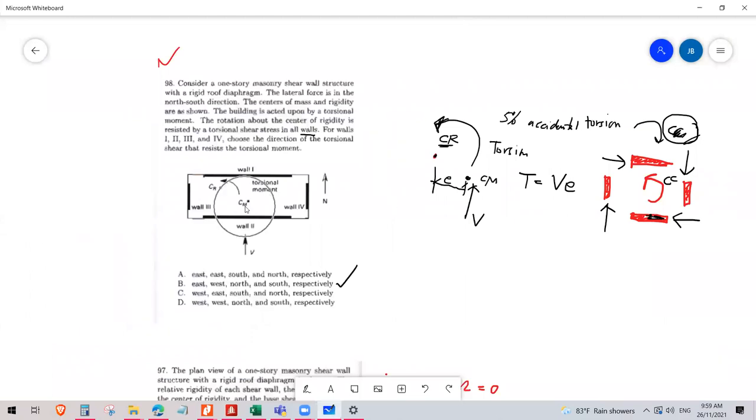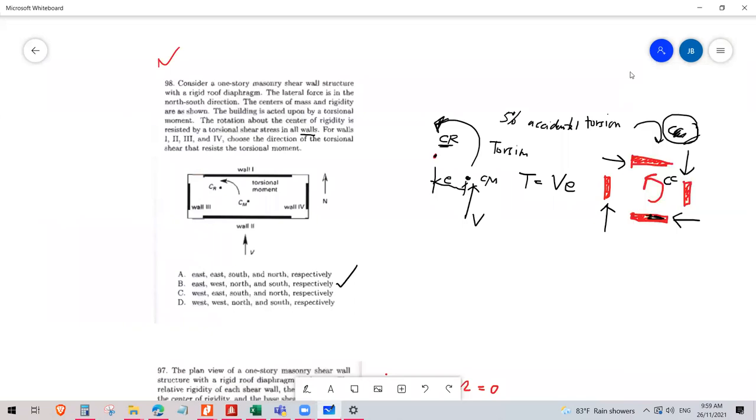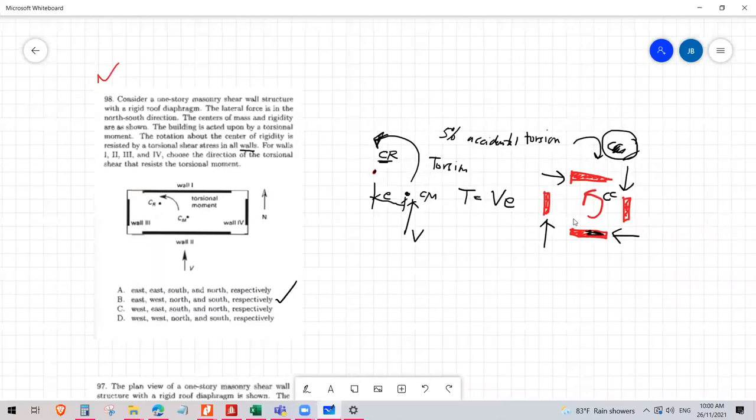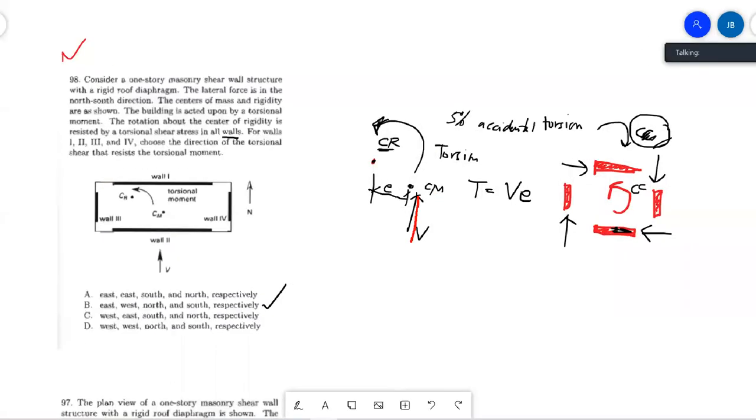Okay. So for example, ito yung center of mass. So andun yung center of rigidity. So again, may torsion ka. Ito pala, nakadrawing na. So kung ito yung force mo, ito yung center of rigidity mo, ito nga yung torsion mo.